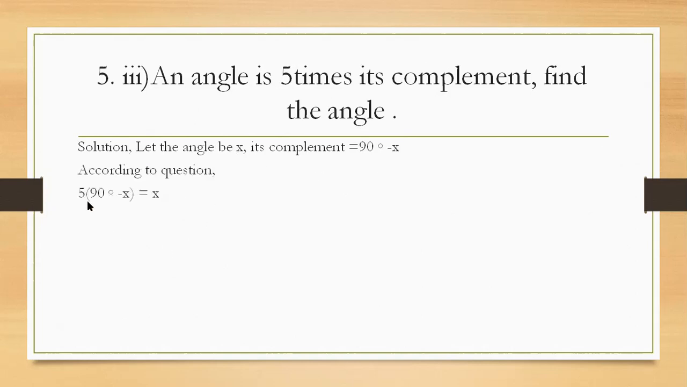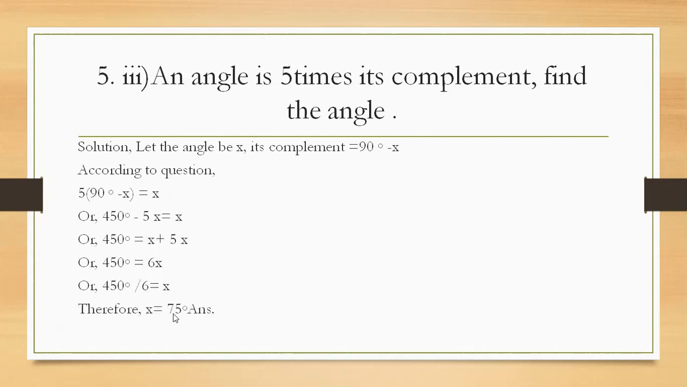According to the question, this angle is 5 times, that's why we multiply here by 5, then they will be equal. Then solve it, you will get the value of x. The value of x will be 75 degrees. 75 degrees is the answer of this question. Okay. Similarly, you can do this question also.